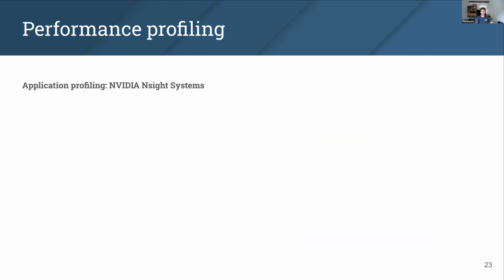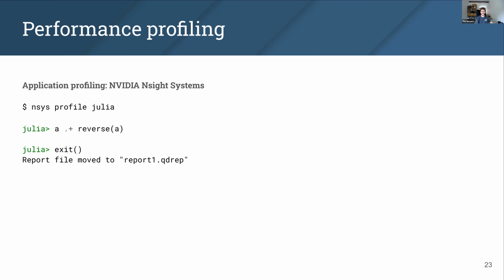All of these tools are compatible with Julia and CUDA.jl, and we can profile anything done with CUDA.jl by just running it under the nsys profile tool. For example, again, we import CUDA, we allocate our array. I've left this out for brevity, and then we do our operations, so again the reversal and the element-wise addition. As soon as we exit our application, we get a profiling report saved into a QDREP file.